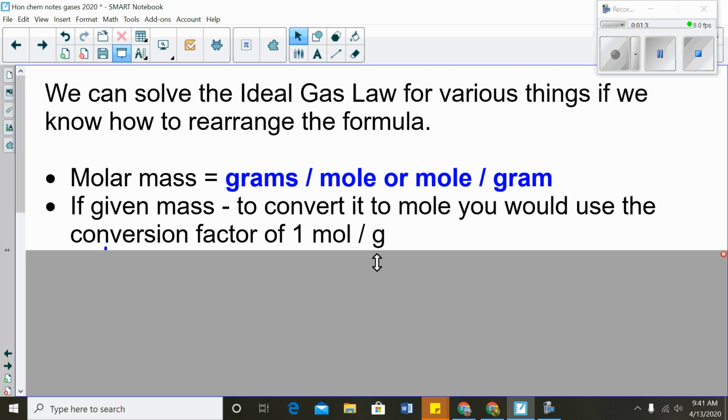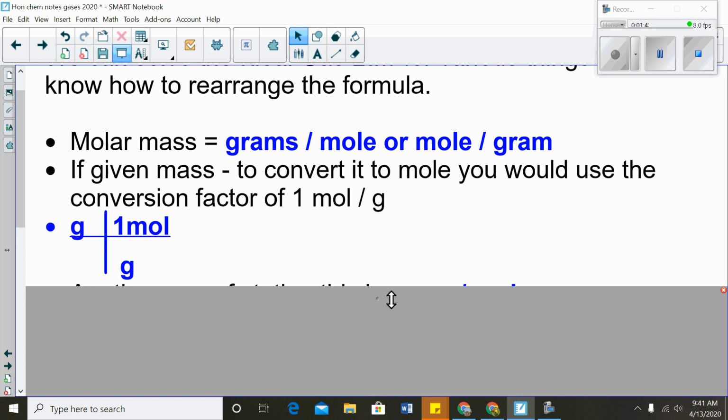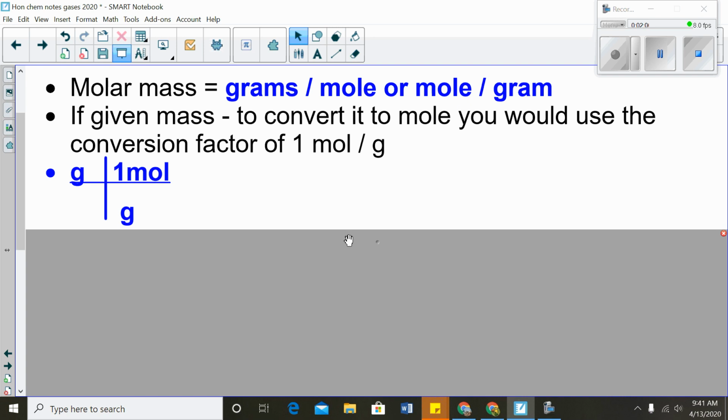So if you have the mass of something in grams, to convert it to mole, you would use the conversion factor of 1 mole per gram. And it looked something like this, right? This is a conversion factor. We did this in stoichiometry. So if you have the grams of a substance to convert it to mole, you would be dividing by that mass that was on the periodic table, because that mass is equal to 1 mole. Okay, so that's where you've seen this.